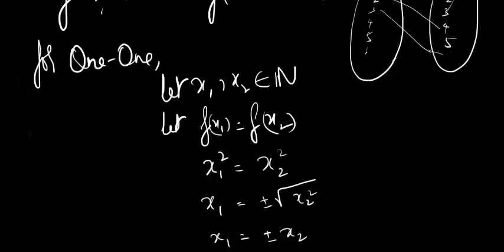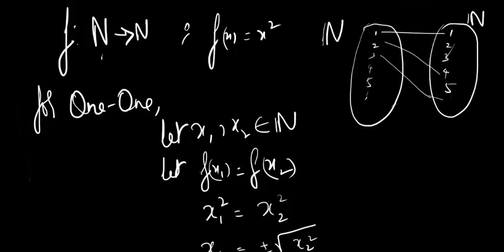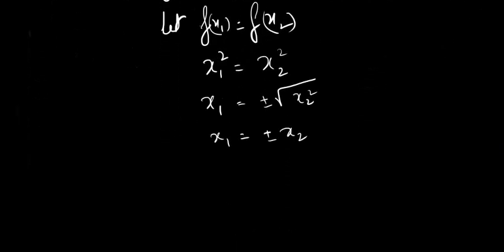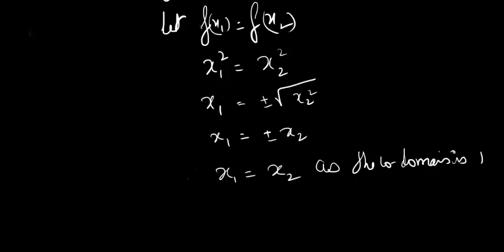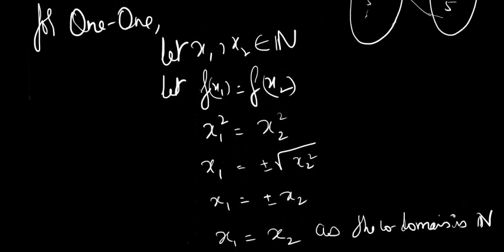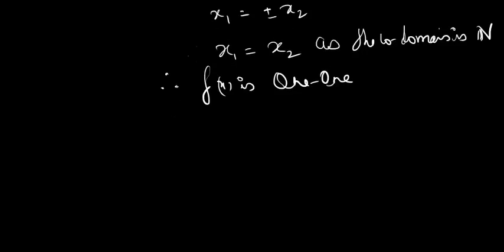That's it. But the function is being defined from natural numbers to natural numbers, isn't it? And that's exactly why I cannot have a negative, and therefore x1 is equal to x2 as the codomain is N. Getting me? And now since I have proved x1 is equal to x2, therefore f of x is one-one. So now for me to prove that in fact this is not an onto function, the proof is very easy for onto.